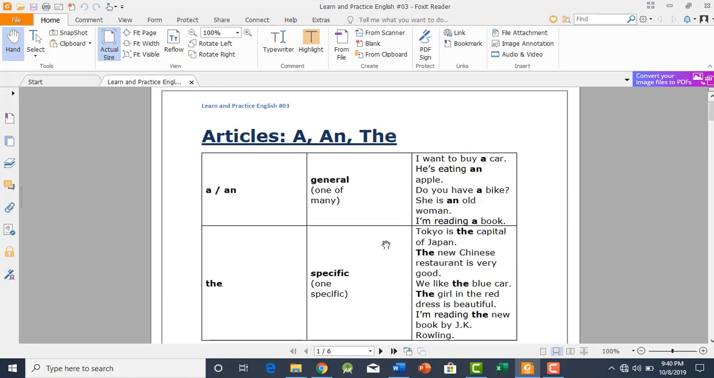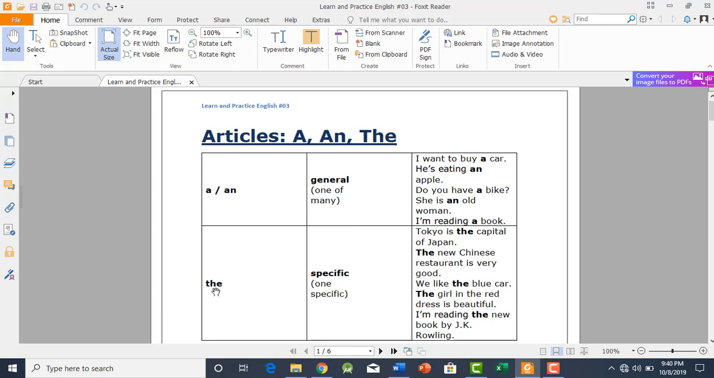But at this point we are going to look at a very general way of identifying the areas in which we can use a and the. If you look at the second example, he's eating an apple. Again, he's eating an apple means he has selected apple as a fruit out of many fruits. So the situation is one out of many.